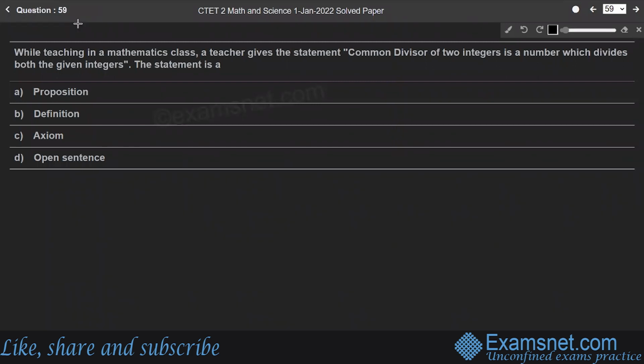Question number 59. While teaching in a mathematics class, a teacher gives the statement, a common divisor of two integers is a number which divides both the given integers. The statement is a proposition, definition, axiom, or open sentence. So the answer is definition. A definition is a statement that defines and describes any word clearly.